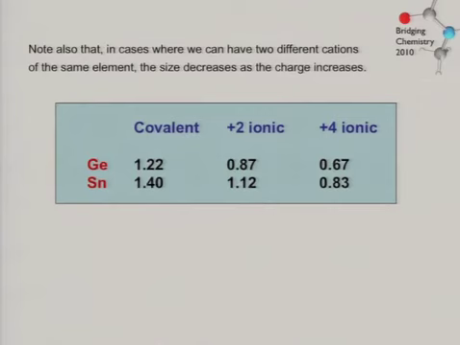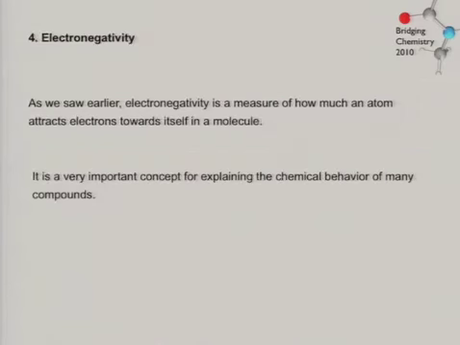All right. So the next thing that we want to look at is electronegativity. Electronegativity is a measure of how much an atom will attract electrons to itself when it's involved in a bond. And it's a very important concept for explaining chemical behavior in a lot of compounds, in the majority of compounds. It's going to be an idea that we're going to look at in depth as we move along.